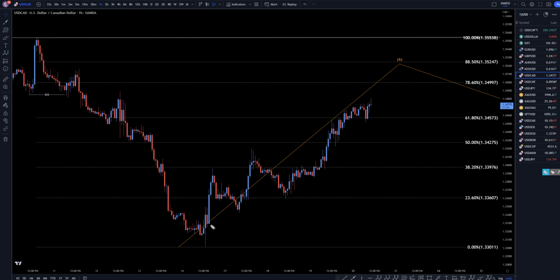On the 1 hour time frame, we have a little bit of a double 1-2, 1-2 right here, which is actually a very common pattern. And then this looks like it's all a wave 3. The next move is probably going to be a 4 and a 5 of wave A.